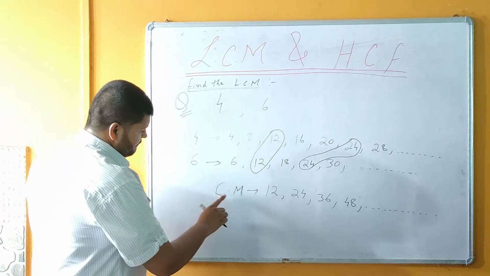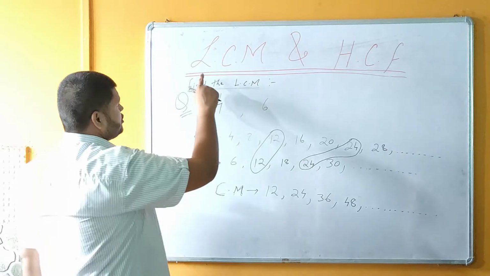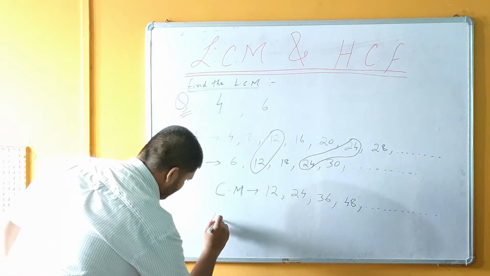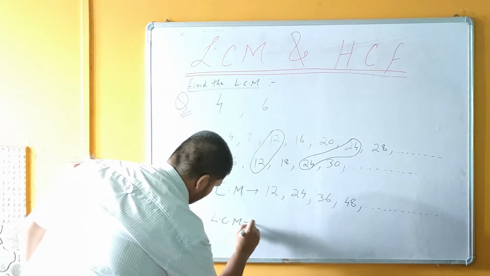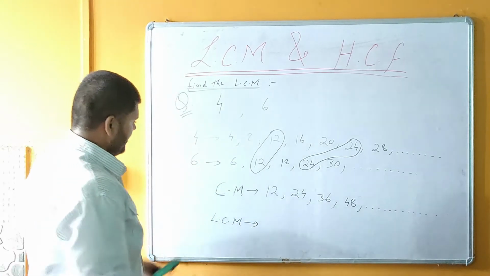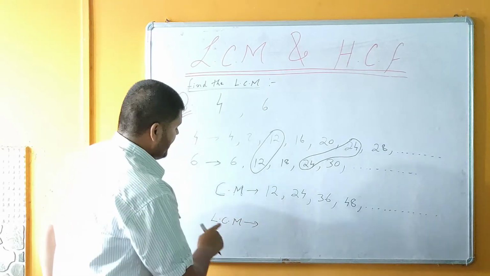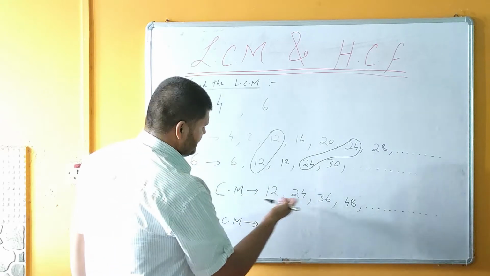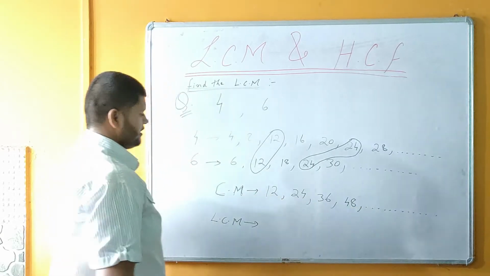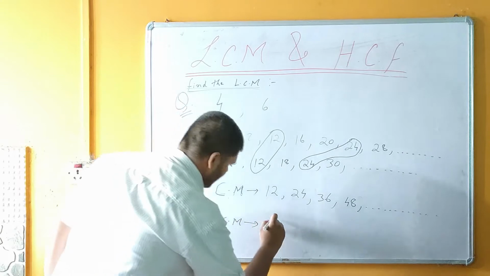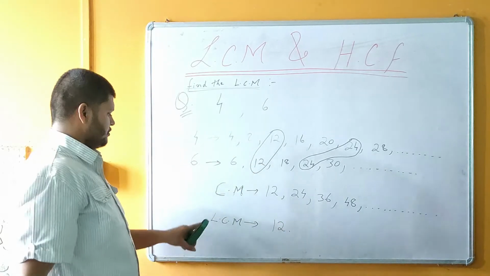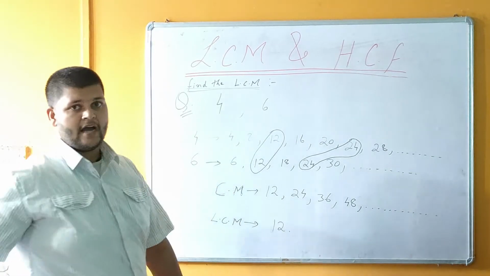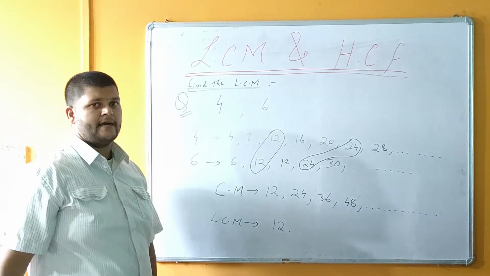Okay. We have found the common multiples, but our job is to find the LCM. So we will write here LCM. Now in these common multiples, we have to find the lowest common multiple. So you can obviously say in this series, the lowest one is 12. So the LCM will be 12. I hope you are clear with this example.